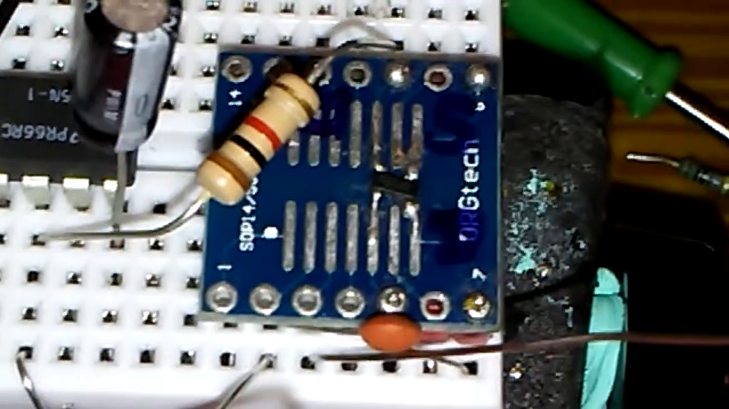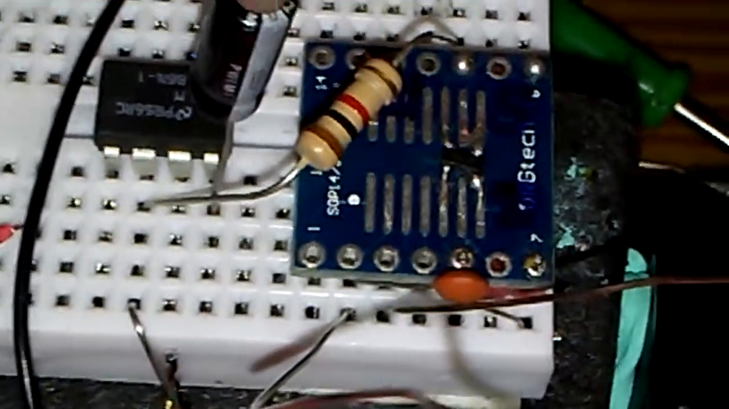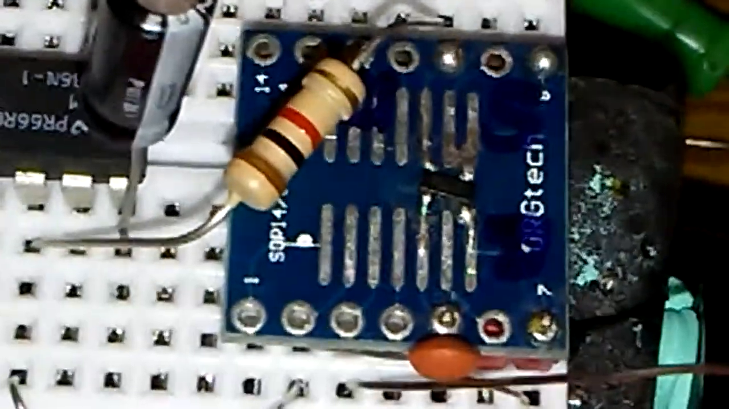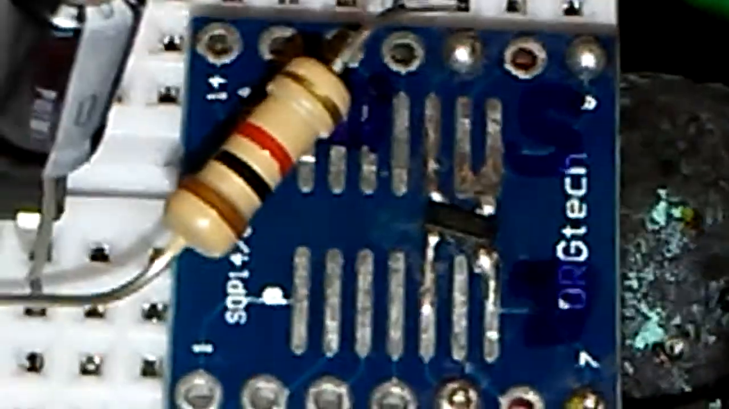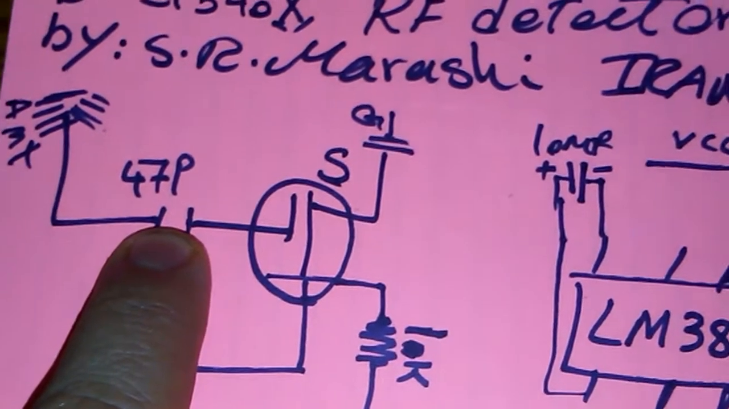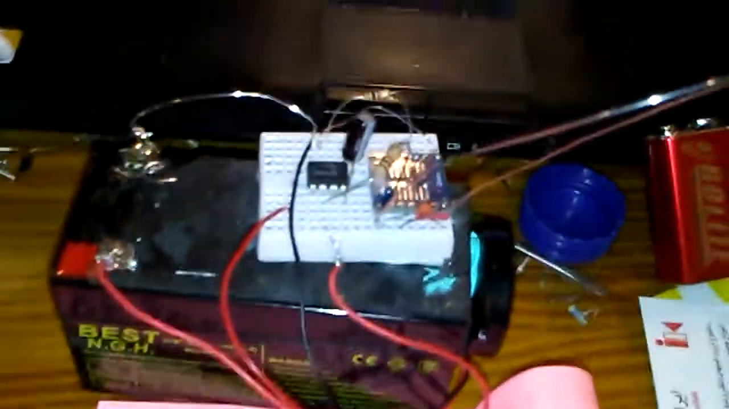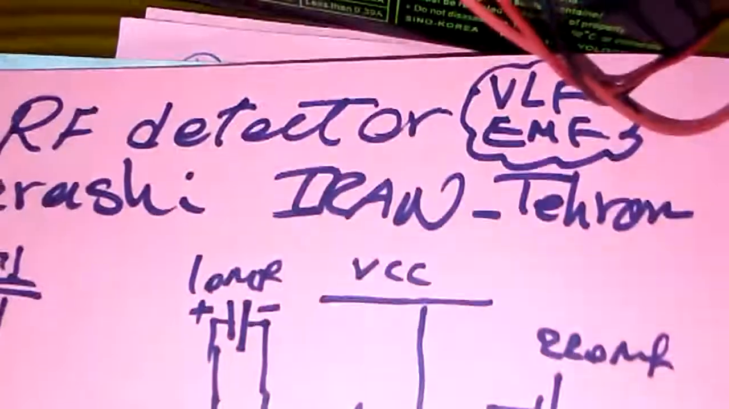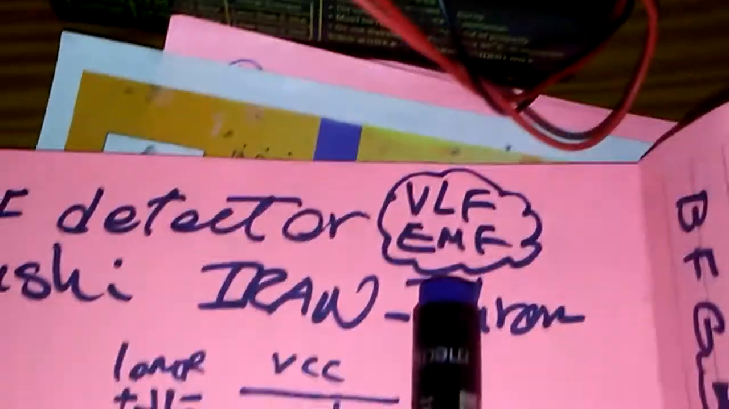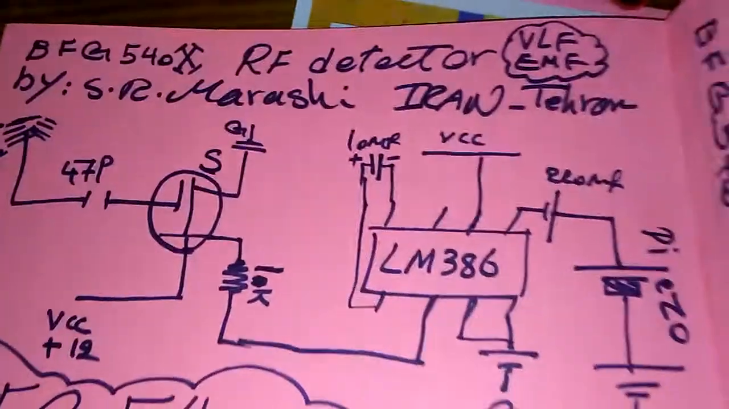I solder the IC or transistor to the adapter, and also over 47 picofarad cap, the antenna is connected to the project. Only the copper wire is good enough for the project, and you will find that this is one of the best EMF VLF voltage and ion detector.